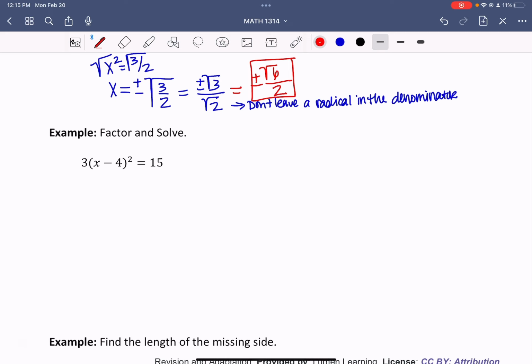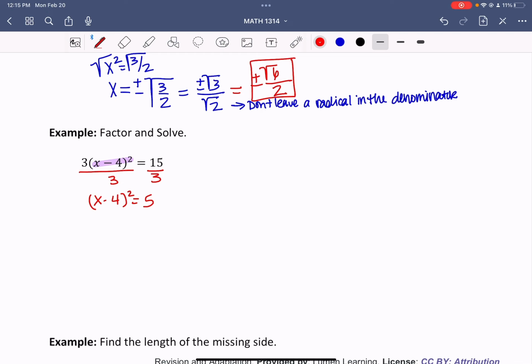Let's work this next one. Two more examples. Factor and solve. So first thing we need to do is isolate the square. In this case, our squared is a grouping. So I'm going to divide both sides by 3. And this gives me x minus 4 squared equal to 5, and I have my square isolated.